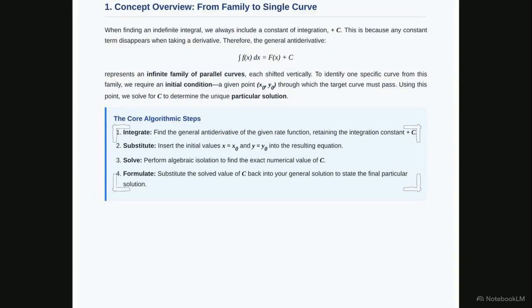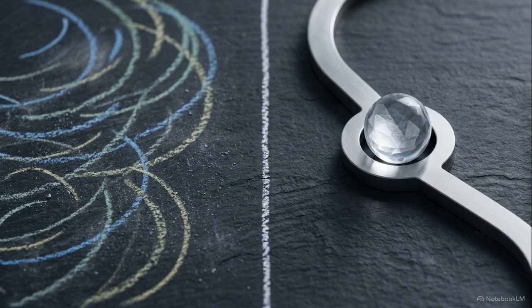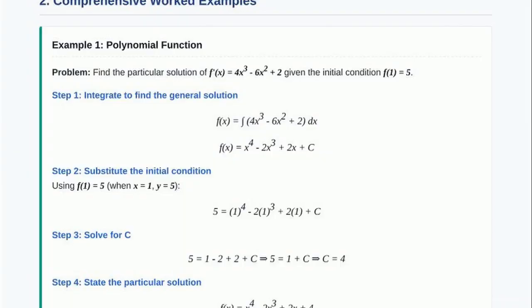First, we integrate. Second, we substitute our known coordinate. Third, we solve for c. Fourth, we formulate the final specific equation. By applying this algorithm, we transition from mapping theoretical possibilities into calculating exact, concrete mathematical realities. Let's run through this framework using the first example.